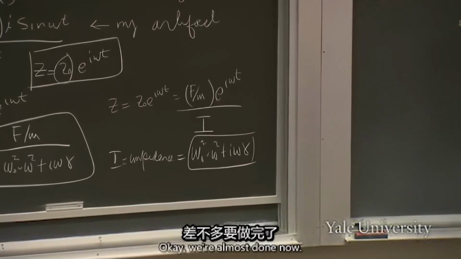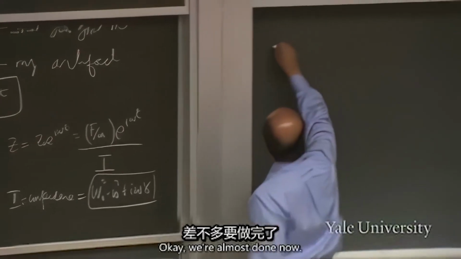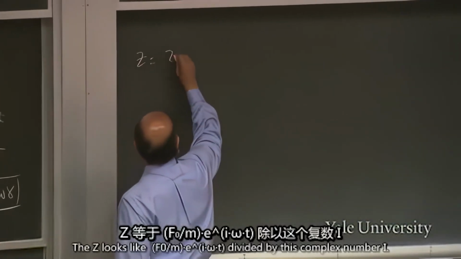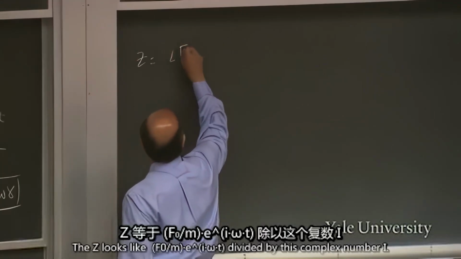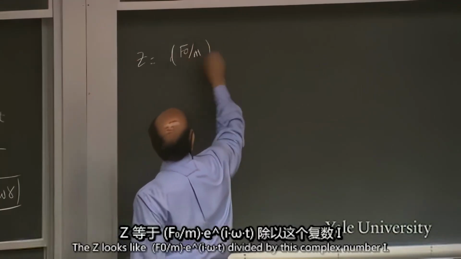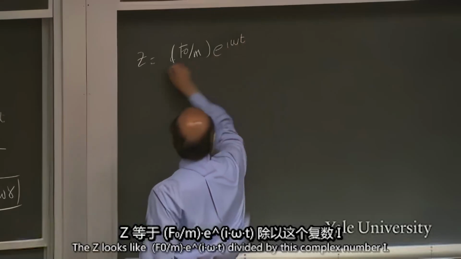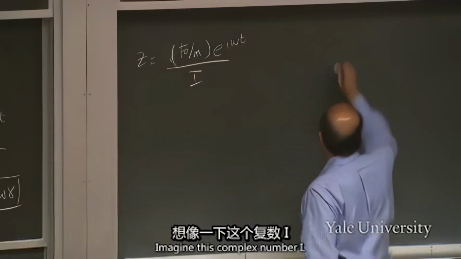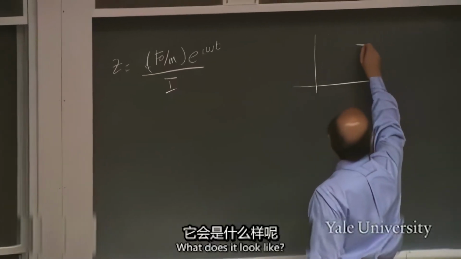Okay, we're almost done now. So the z looks like f naught over m e to the i omega t divided by this complex number I. Imagine this complex number I. What does it look like?